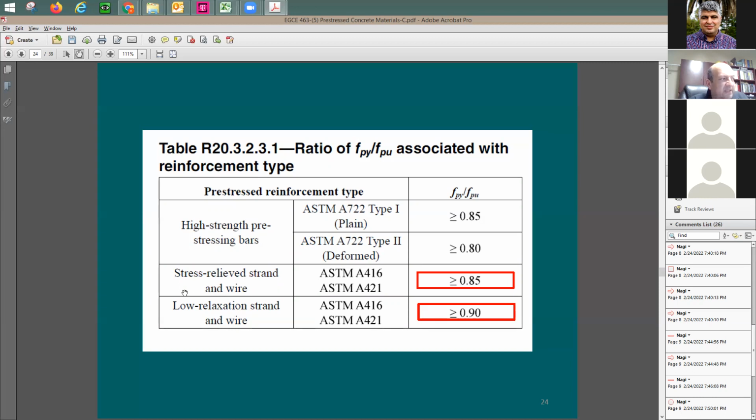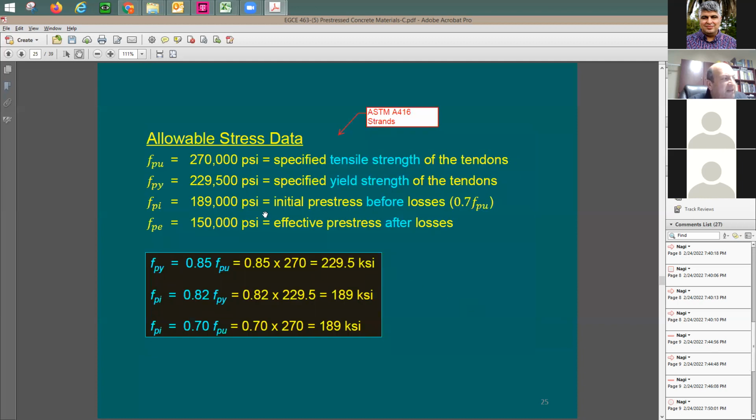So I'm going to say here, stay with this one. I'm going to be using the 85%. This is the one that I'd like to use. If I take 270, multiply by 0.85 according to this table, I'm going to get 229.5 KSI. It's going to be the yield. And instantaneously, I'm going to be using 189. And how much is 189 when you compare it to the yield? It's going to be 82%. So first, I'm going to take 85% of the ultimate, then multiply it again by 0.82, 82%, to get what?